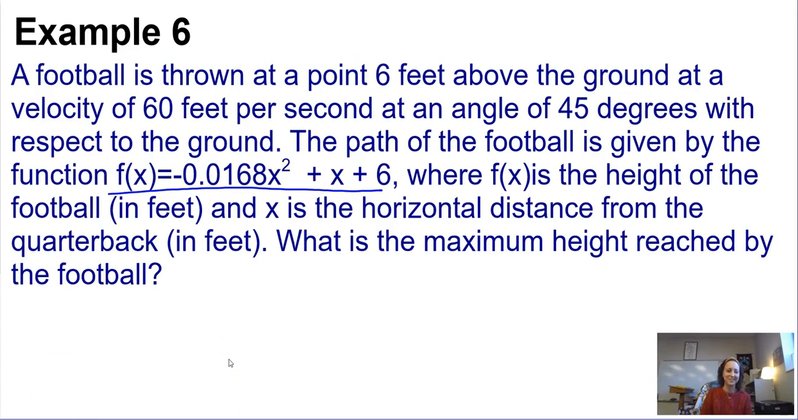All right, example 6. Don't write anything yet, let's just read it together. A football is thrown at a point 6 feet above the ground at a velocity of 60 feet per second at an angle of 45 degrees with respect to the ground. The path of the football is given by the function, here's what I'd like for you to write down, f of x equals -0.0168 x squared plus x plus 6, where f is the height of the football in feet and x is the horizontal distance from the quarterback in feet. What's the maximum height reached by the football?